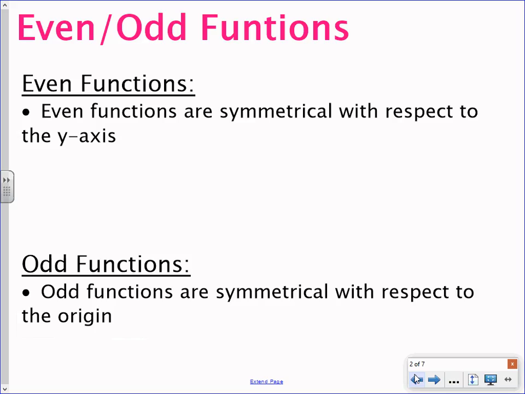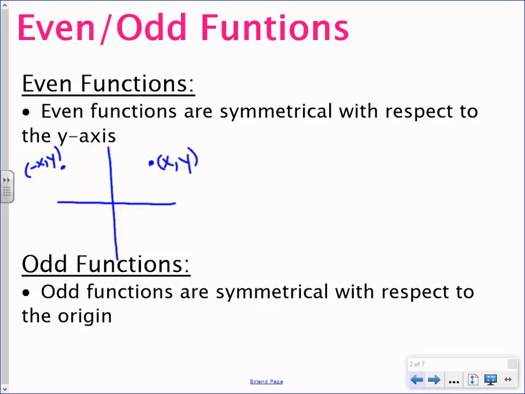So let's come back and talk about even functions. We have that y-axis symmetry. So this is what I want you to think about. If we have a coordinate x, y, and we have y-axis symmetry, what other coordinate is guaranteed to be on our curve? Negative x, y would also be there because of that symmetry.